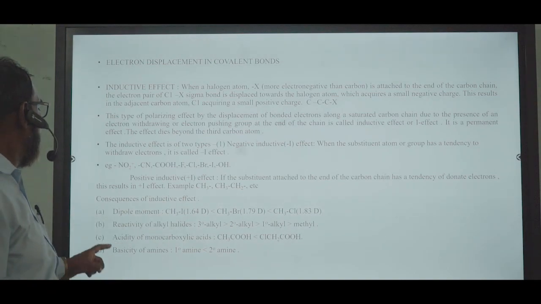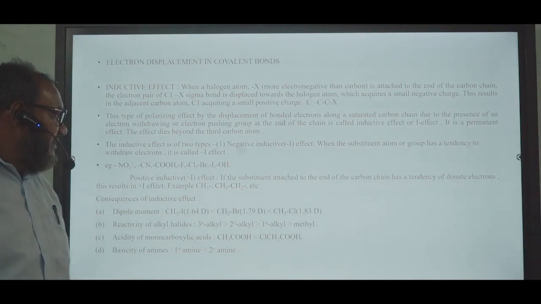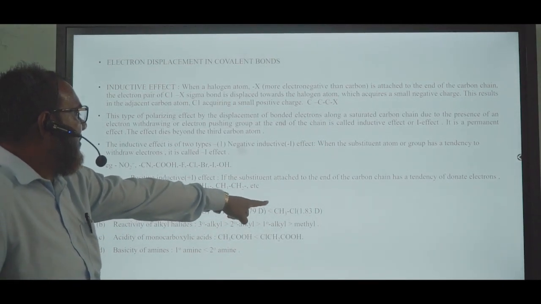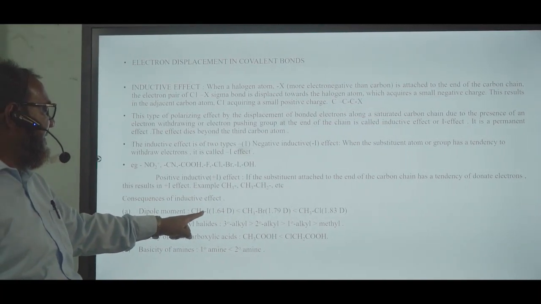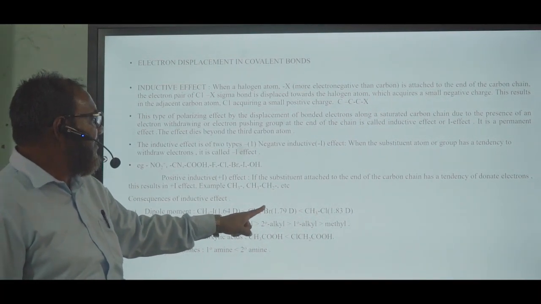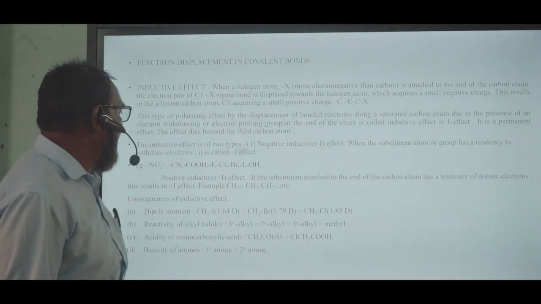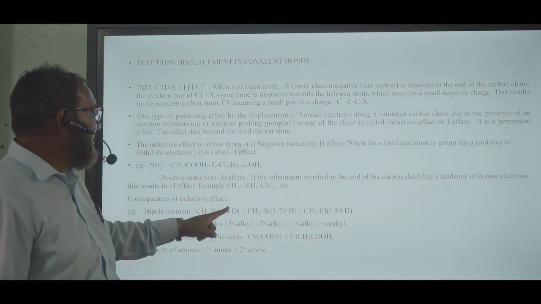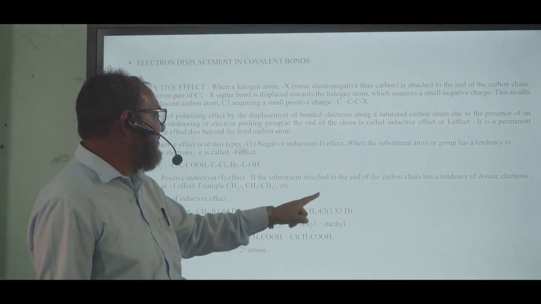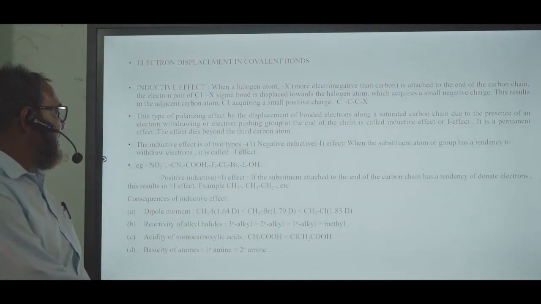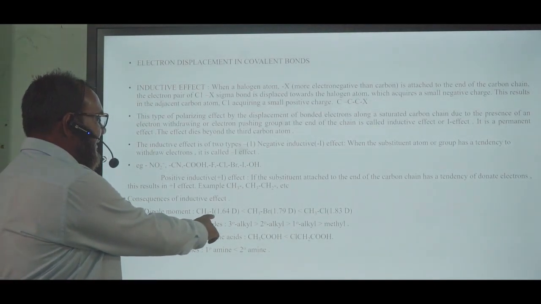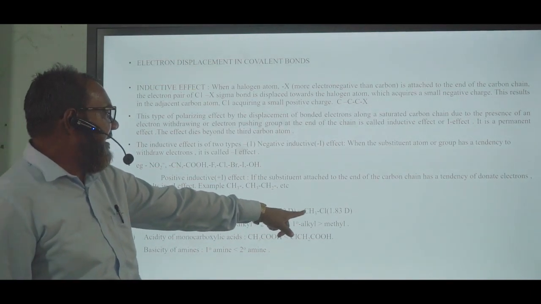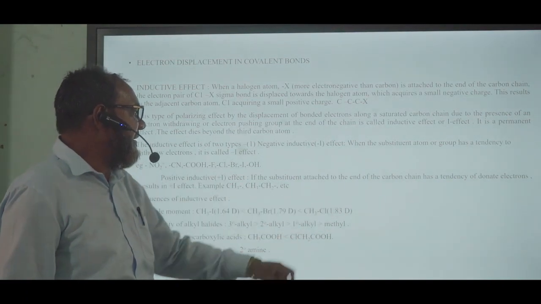Next, the consequences of inductive effect. Number one is dipole moment. Take methyl iodide, methyl bromide, methyl chloride. Since the electronegativity of iodine is less than that of bromine, which is less than that of chlorine, the bond polarization in carbon iodine is less than carbon bromine, which is less than carbon chlorine, so the dipole moment of methyl iodide is 1.64 D, methyl bromide is 1.79 D, and methyl chloride is 1.83 D.